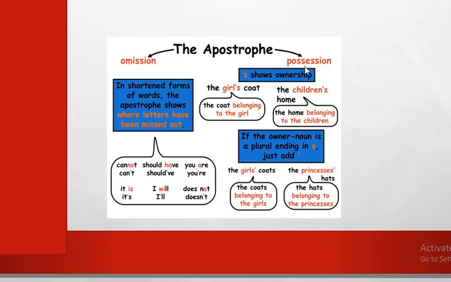In respect of possession, it shows ownership. The girl's coat, that is, the coat belongs to the girl. Children's home, that is, the home belongs to the children. If the owner noun is a plural ending in s, add only an apostrophe. It is girls' coat, princesses' hats.